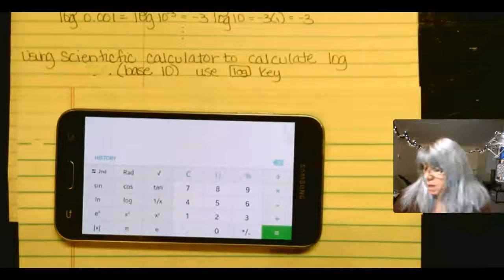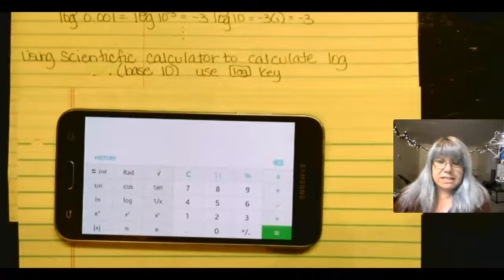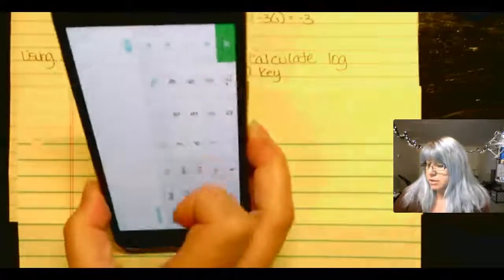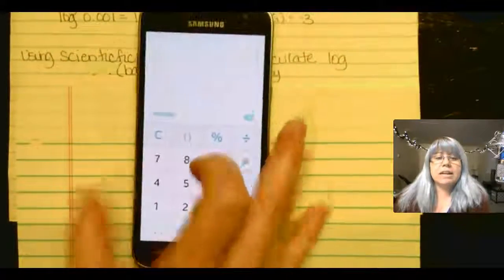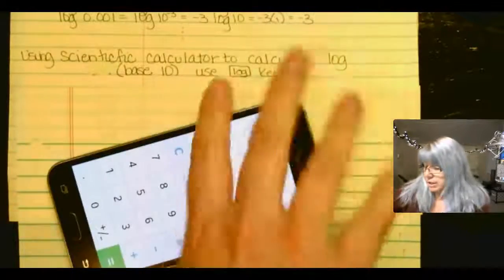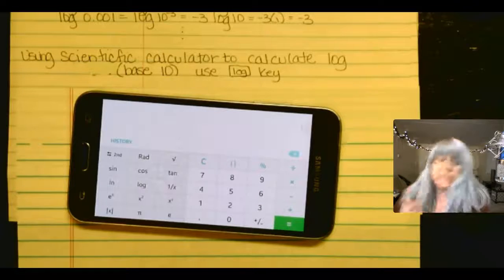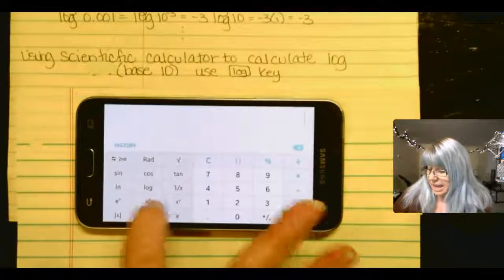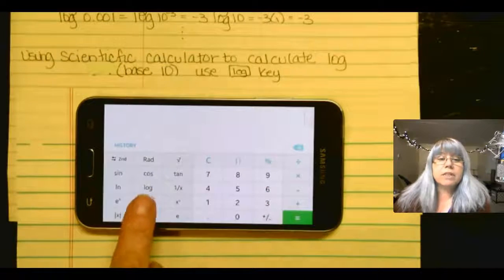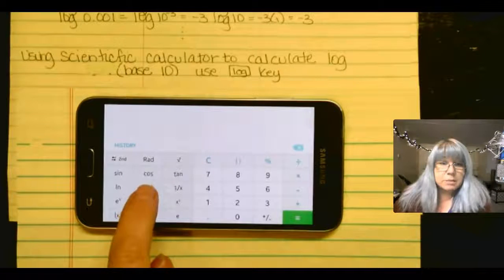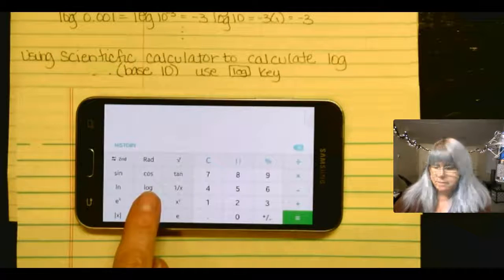Right, most of us have smartphones, and on our smartphones there's a scientific calculator. There's a calculator if you turn it one way. So if I turn it this way, it's just a regular old calculator. But if I put it into landscape mode, you'll see that it switches to a scientific calculator. Scientific calculators have a log button. Right there on mine. So how you calculate with base 10 is going to be this log button.